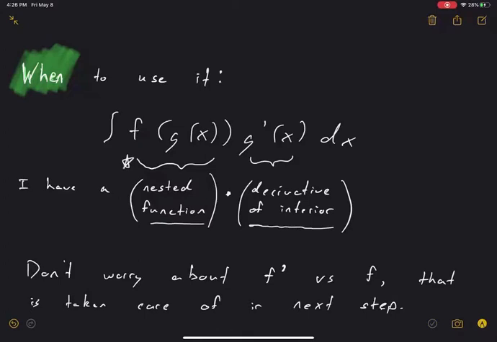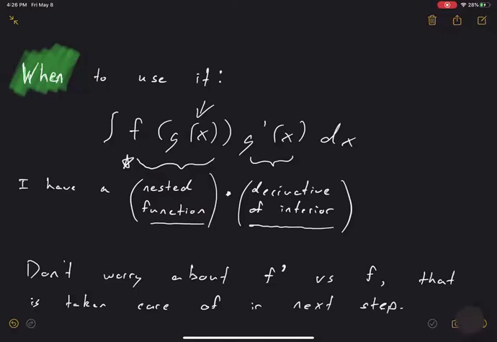this piece right here, I have a sort of nested function. I have one function inside of another, right? I have g of x inside the function f. And then that whole thing is being multiplied by the derivative of g. So I need to be able to recognize that situation.